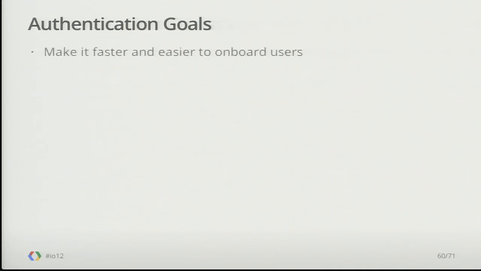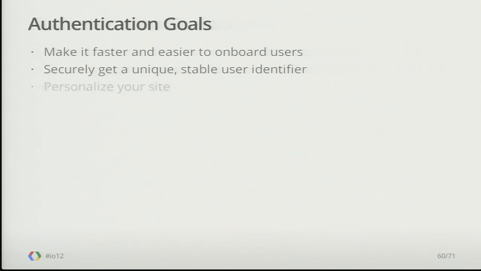So you can make it faster to onboard users. You can securely get a unique, stable identifier for the user's account. So this is really important. A lot of times people use an identifier that's their email address. Developers seem to love the email address as a unique identifier. Users change their email addresses all the time. This is not really a good plan. So in this case, you get a unique, stable identifier that's just a number that represents that user on Google, and you can use that in your database.